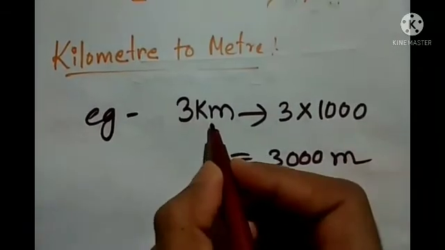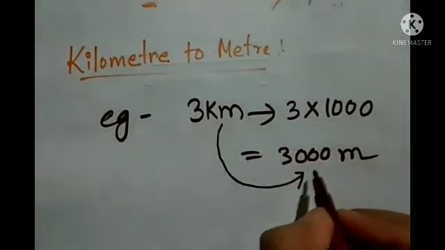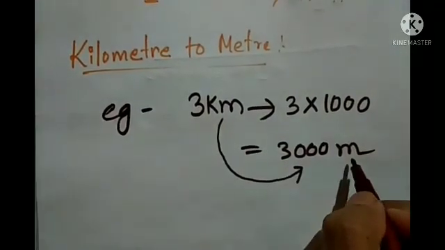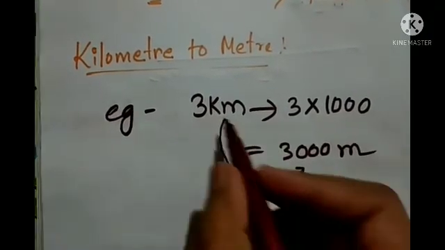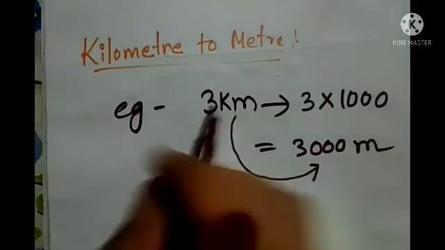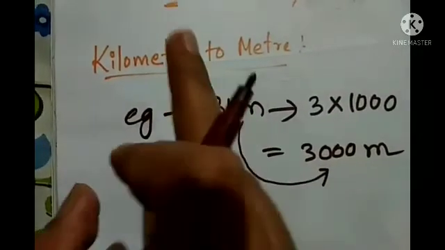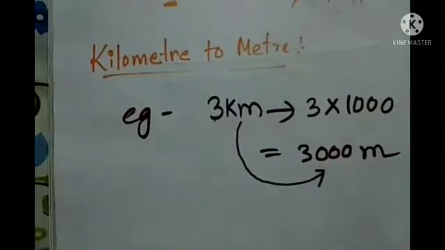So you see, from greater to smaller you are getting, right? From kilometer to meter you are getting, and see the unit and see the number. It is increasing. 3 kilometer, now it is 3000 meter. So whenever you are converting greater unit to smaller unit, always you have to choose multiplication.